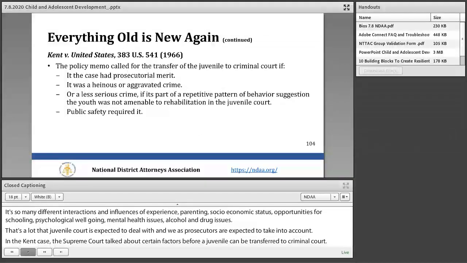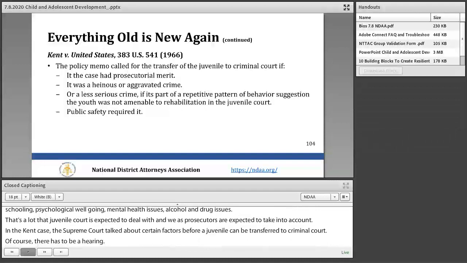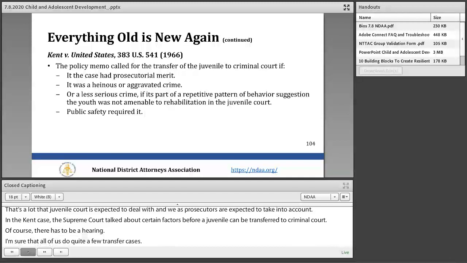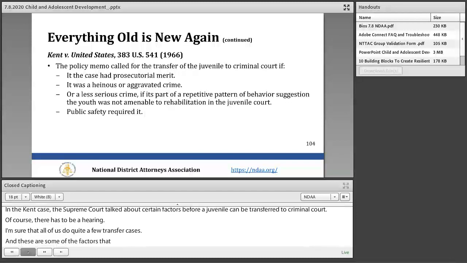In the Kent case, the Supreme Court talked about certain factors before a juvenile can be transferred to criminal court. And, of course, they said there has to be a hearing, and I'm sure that all of us do quite a few transfer cases. And these are some of the factors: that a case has to have prosecutorial merit, certainly has to be a serious crime, or if it's a less serious crime, it's a part of a repetitive pattern.